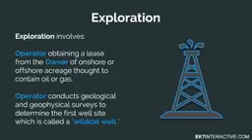Let's start with exploration, which involves the operator obtaining a lease and permission to drill from the owner of onshore or offshore acreage thought to contain oil or gas. Then, the operator must conduct geological and geophysical surveys to select the first well site to explore for and hopefully find economic accumulations of oil or gas. This well is often called a wildcat well.